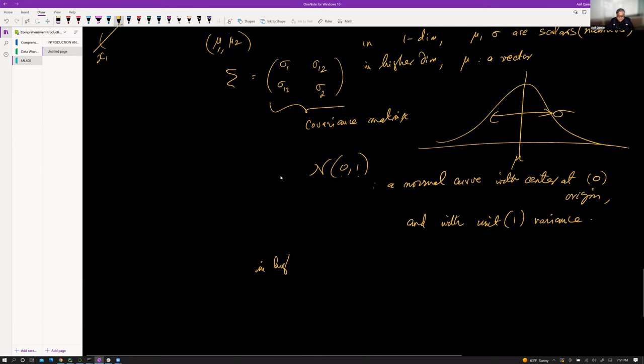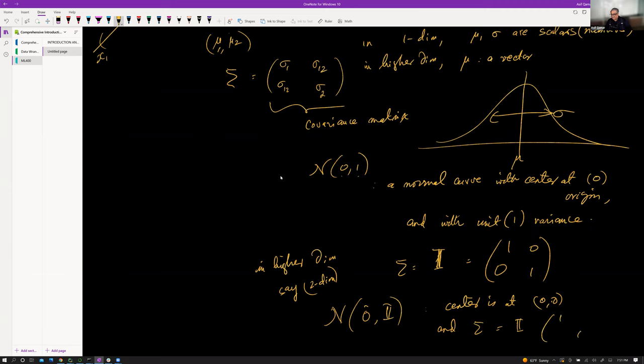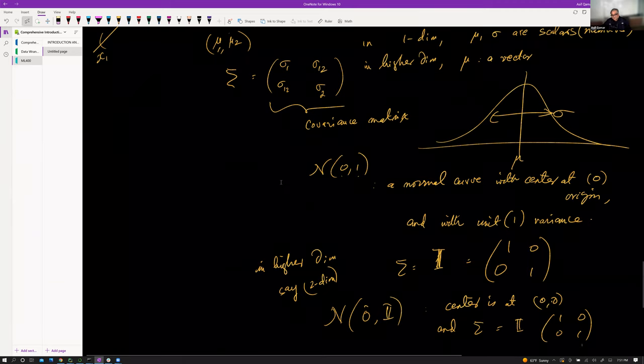In higher dimension, suppose I take sigma to be just the unit matrix. It is called the identity matrix, which is basically 1, 1, 0, 0. Right? So let's say that's two dimensions. So this 0 and identity matrix means the center is at 0, 0, and sigma, the covariance part, is the identity matrix, namely 1, 1. In other words, it is a nice round bell curve sitting at the center, a bell hill rather.